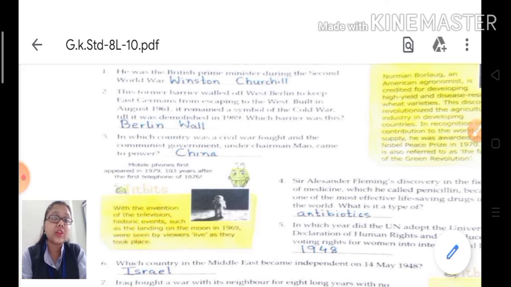So earlier the United States was one only, but when this civil war happened, it was between 1861 and 1865. So this civil war was fought, and in this the communist government under Chairman Mao came into power.